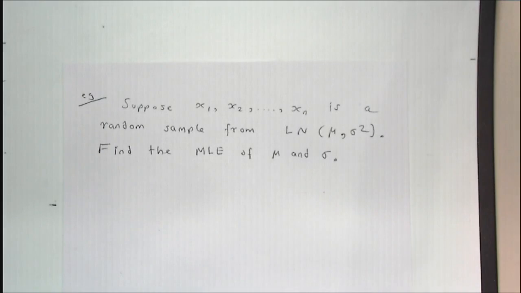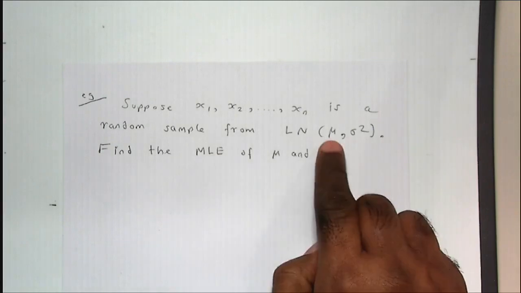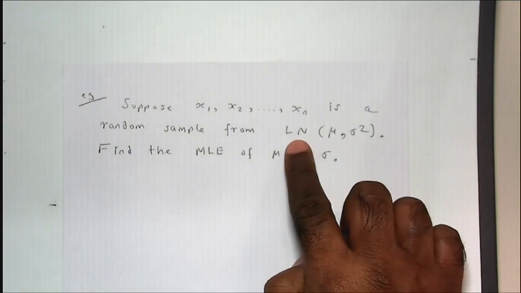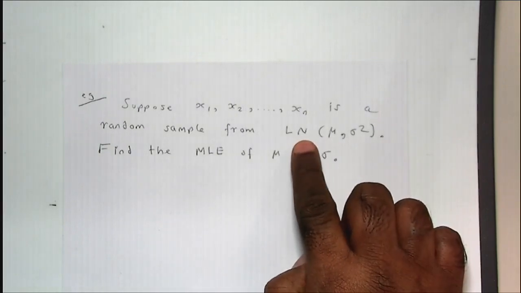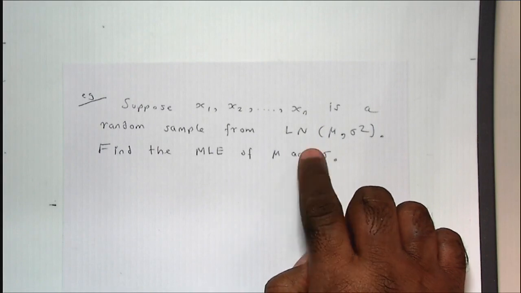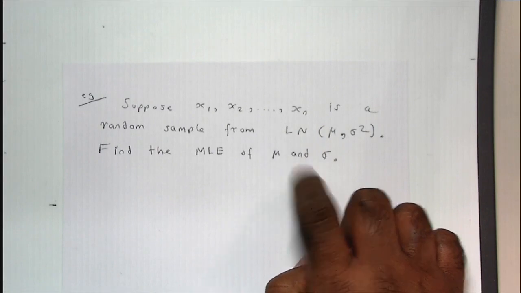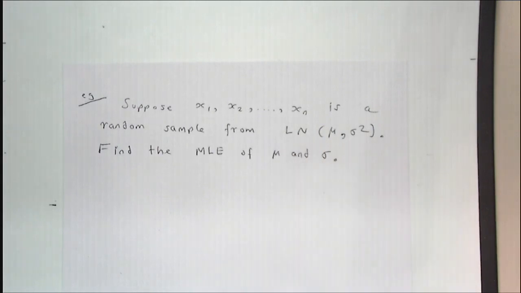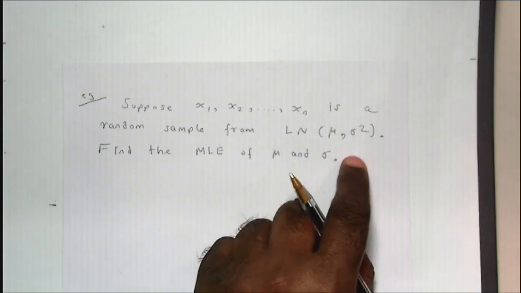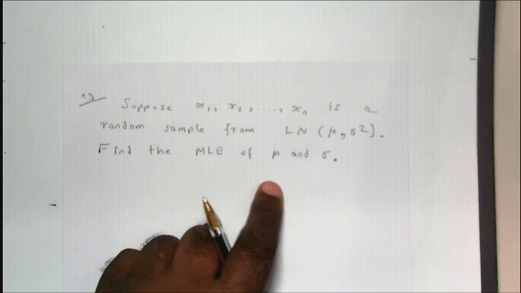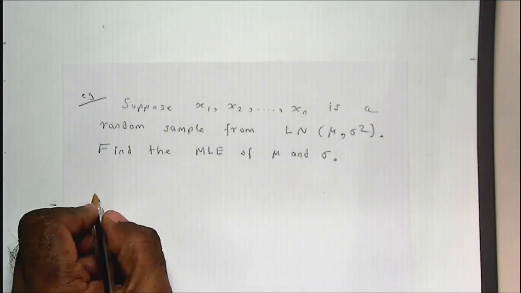Right, so here, once again, we have a two-parameter case where you have a random sample from ln. Do you know what ln means? I'm sure you guys recall. It means what? Log normal, right? ln is the log normal distribution with parameters mu and sigma squared, and we want to find the MLE of mu and sigma.